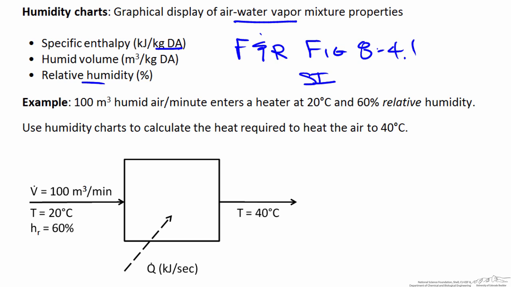In this problem, we know that there's 100 cubic meters of humid air coming into the heater per minute. It's entering at 20 degrees C and a relative humidity of 60%. We want to calculate the heat that is required to heat the air to 40 degrees C. That's shown in the flow chart below. On the inlet side, we know the volumetric flow rate, the temperature, and the relative humidity, and we know the outlet is at 40 degrees C, and we want to find Q.